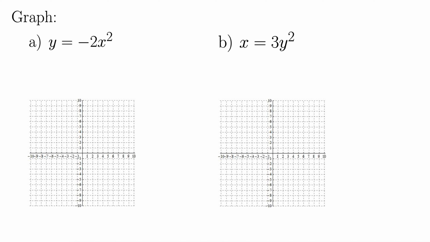This example asks us to graph two different functions. We have y equals negative 2x squared, which is meant to be more of a review, and then we have x equals 3y squared, which is new. So let's start with part A, y equals negative 2x squared.